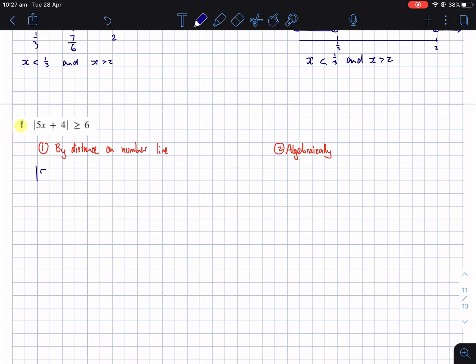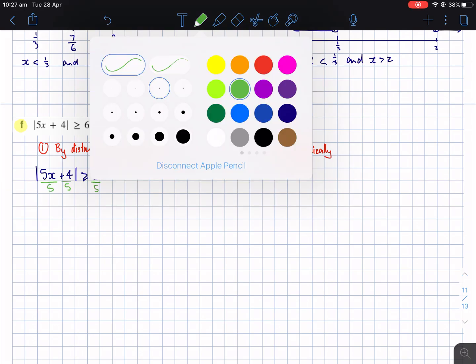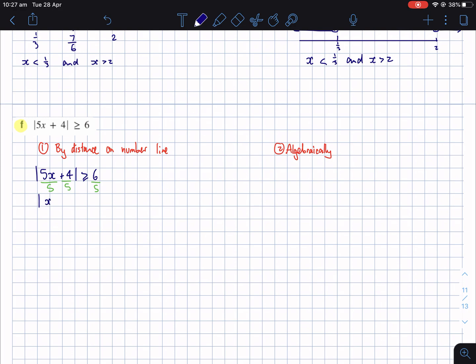So I've got the absolute value of 5x plus 4 greater than or equal to 6. I'm going to divide everything by 5. And I get the absolute value of x plus 4 fifths is greater than or equal to 6 fifths, which means it's the x take negative 4 fifths is greater than or equal to 6 fifths. So if I have a number line and I start off at negative 4 fifths, I'm going to add 6 fifths, so I'm going right 6 fifths, and I'm going to go left 6 fifths, so I'm going to subtract 6 fifths.